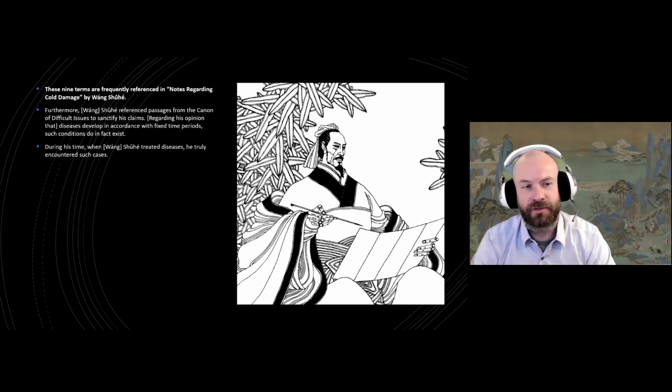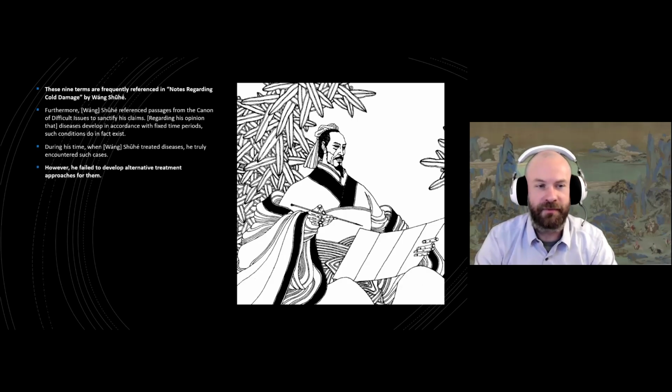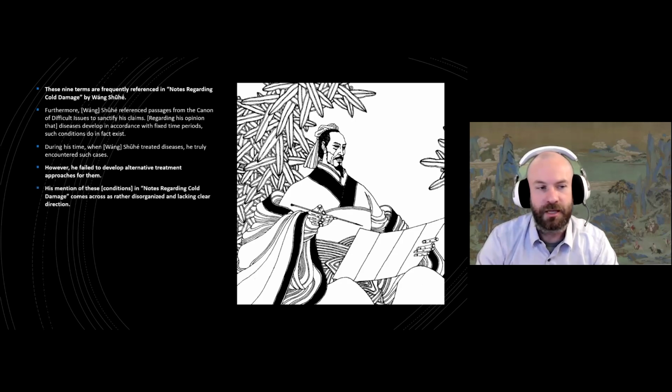He goes, during his time when Wang Shuhe treated diseases, he truly encountered such cases. However, he failed to develop an alternate treatment approach for them. His mention of these conditions in notes regarding cold damage comes across as rather disorganizing and lacking clear direction.